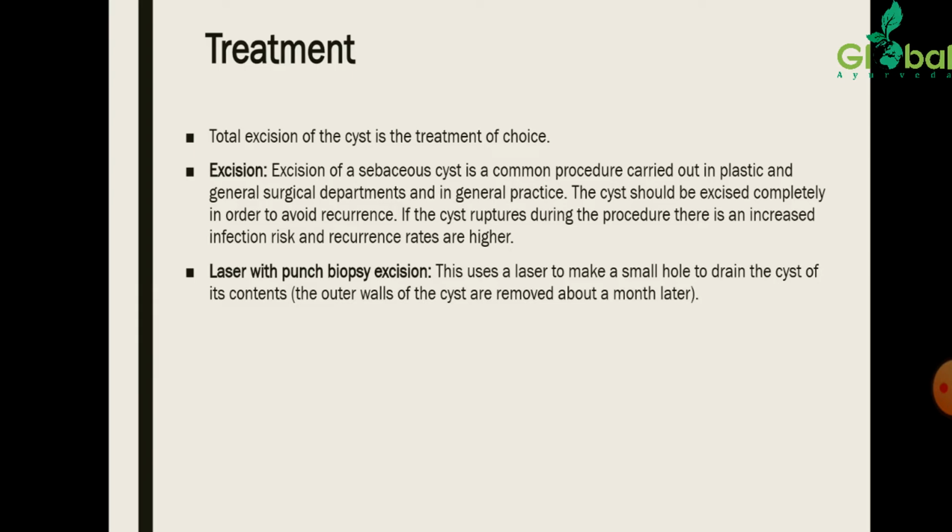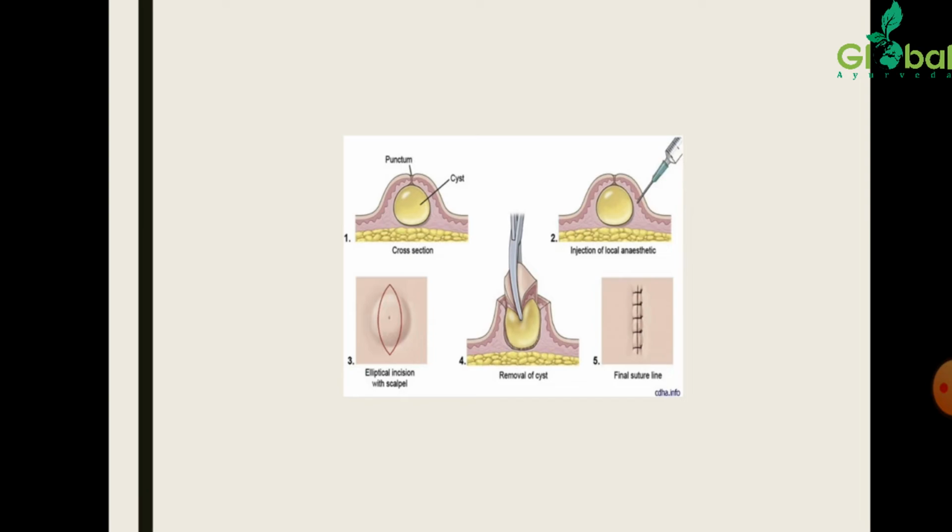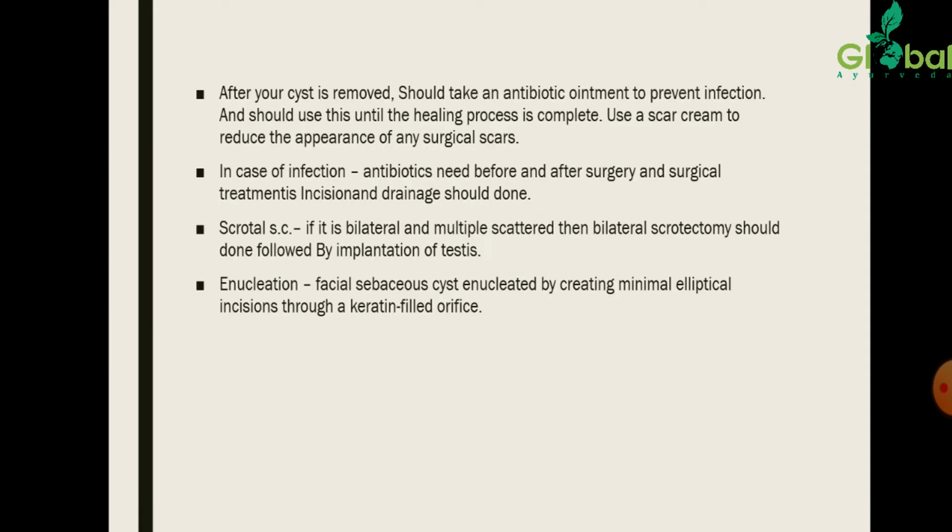This is the surgical procedure of removal of the cyst, meaning excision of the cyst. An elliptical incision is taken and then the final suture line is shown. This is performed under local anesthesia. After your cyst is removed, you should apply an antibiotic ointment to prevent infection and use this until the healing process is complete. Use a scar cream to reduce the appearance of any surgical scar.